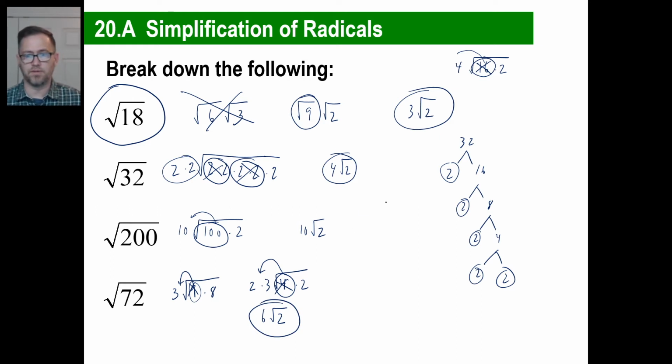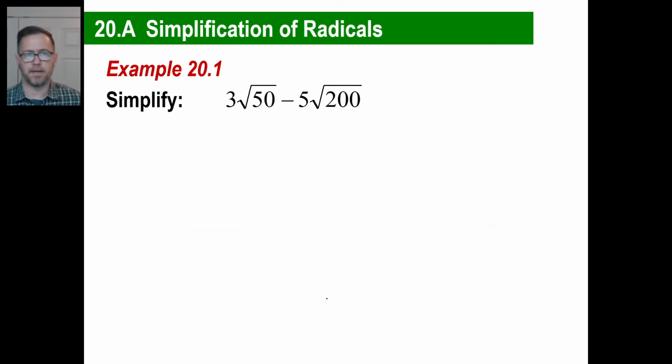And again, if you had done 72 like this and gone to all these different things, you would have had 2 times 2 times 2 times 3 times 3, like this, if you had done the factor tree. That said, you take this, the square root of 9 is 3, gone. The square root of 4 is 2, gone. And then just add a 2 under the radical. This is 6, square root of 2, just like it is right there. Boom, you got it. Okay.